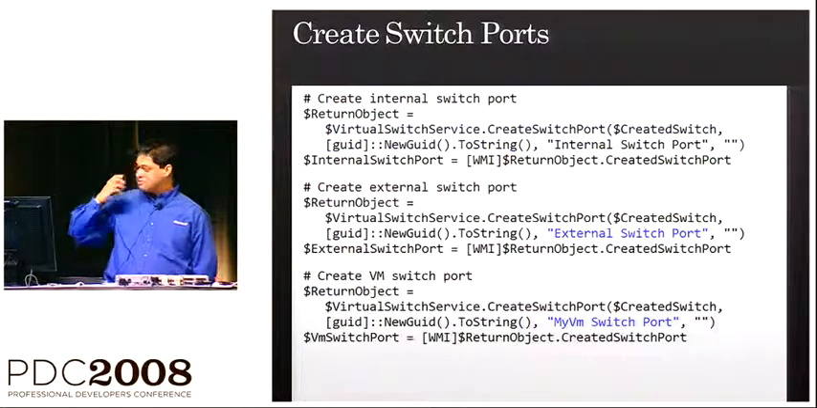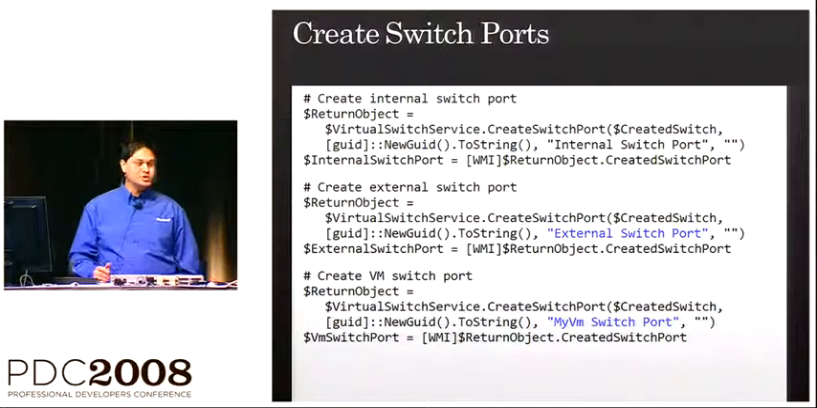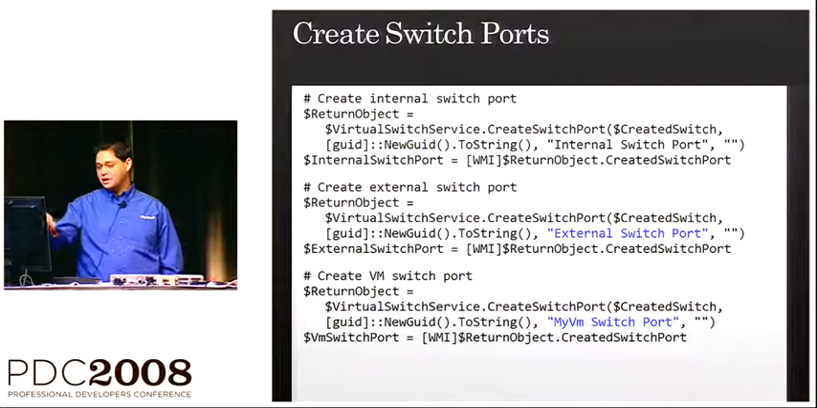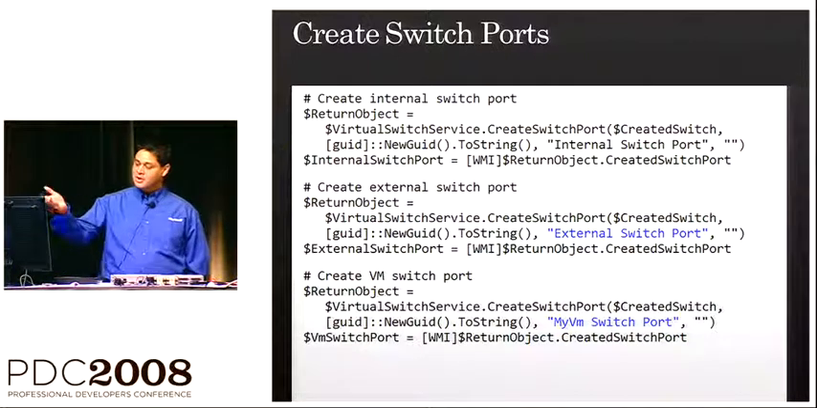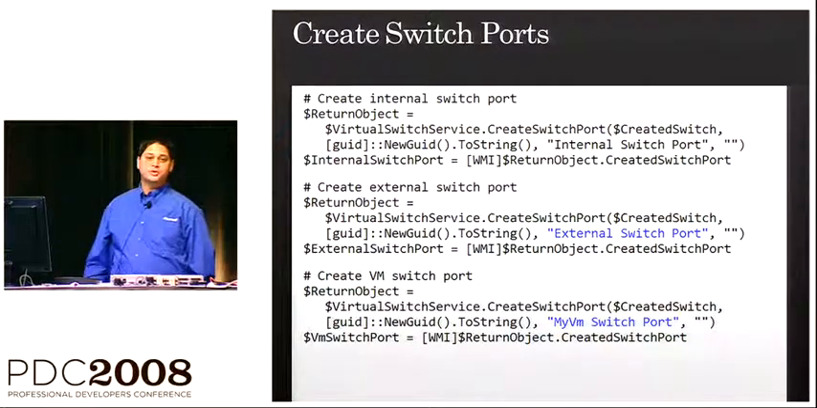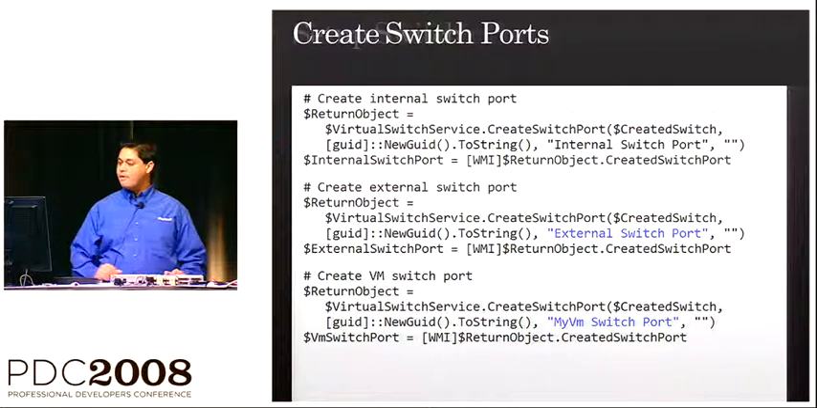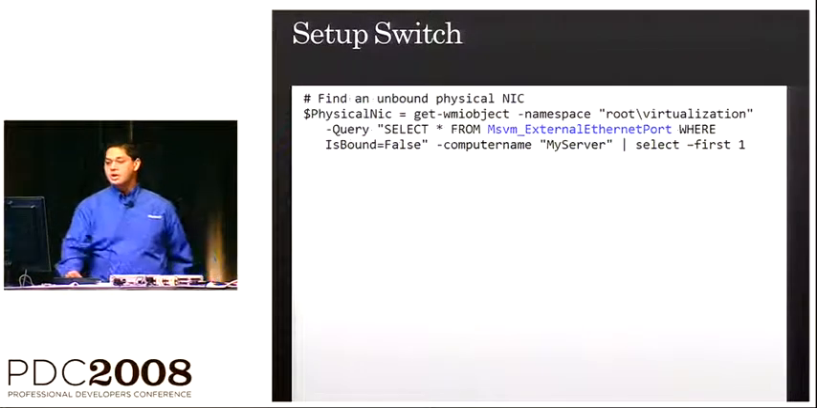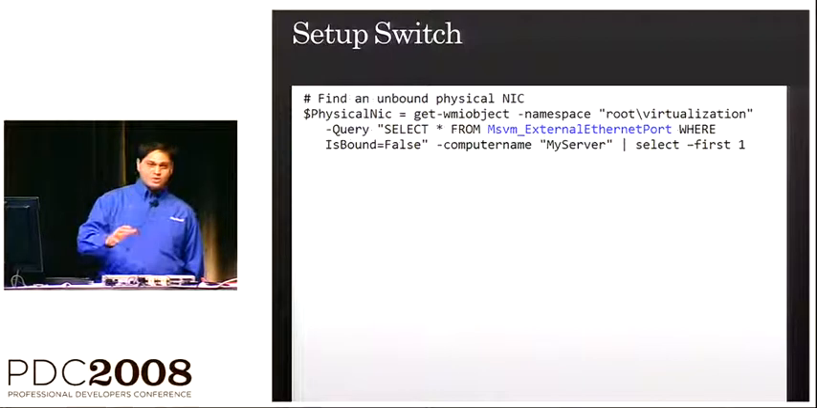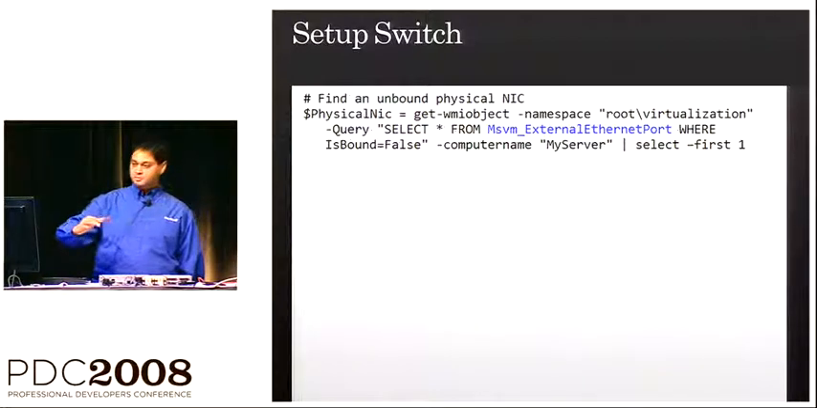And therefore, these next two blocks create two more switch ports, which really only differ by the new GUID we created for each of them so we can uniquely identify them, and the friendly name that we happen to give to each. Now we've got three switch ports on the switch.